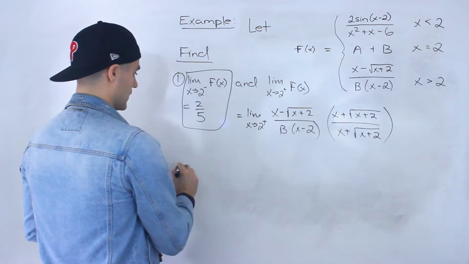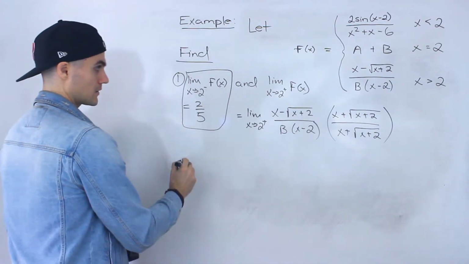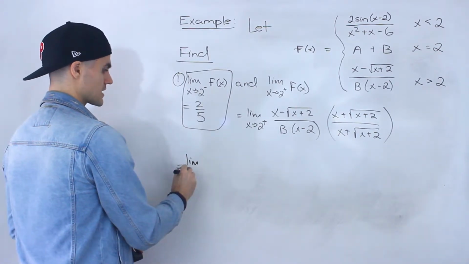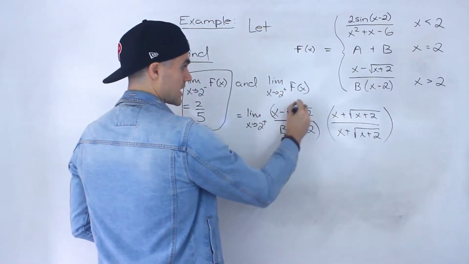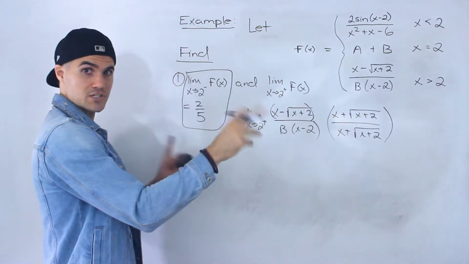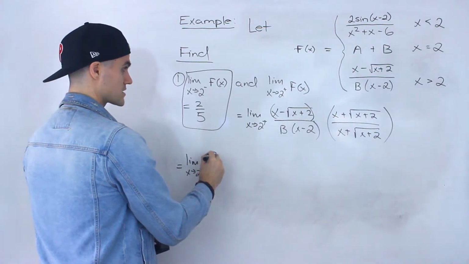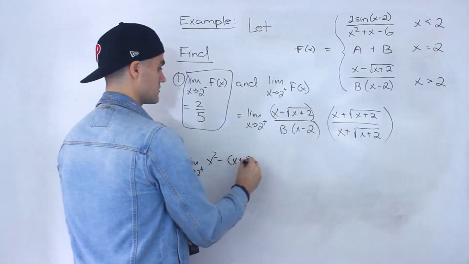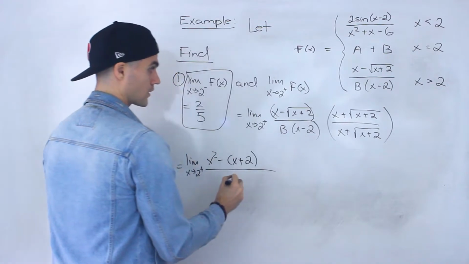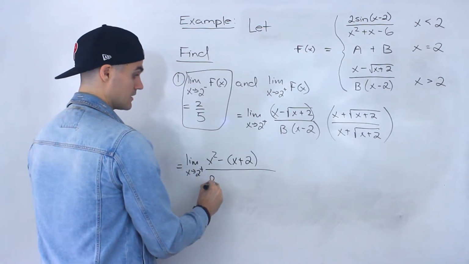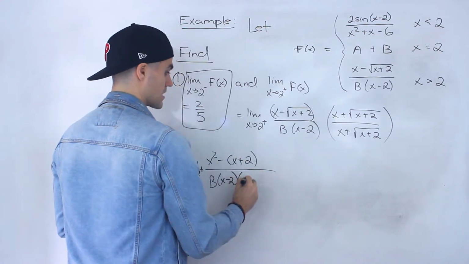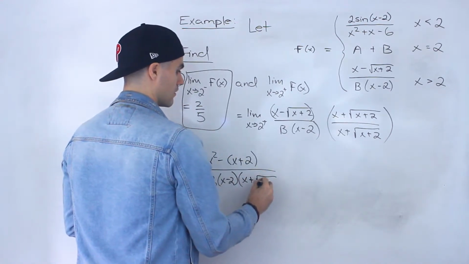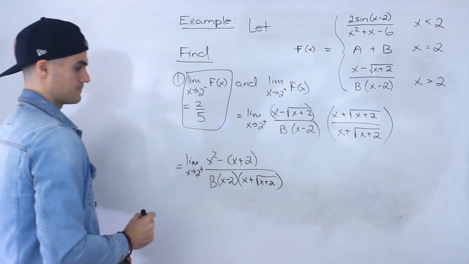Okay, so what we would end up with, I'm going to continue it here, is the limit as x approaches 2 from the positive side. We're taking this, multiplying it by the conjugate, so we just have to multiply the ends. So we would have x squared minus x plus 2 all over b x minus 2, and then I'm going to keep this expression separate. Like that.